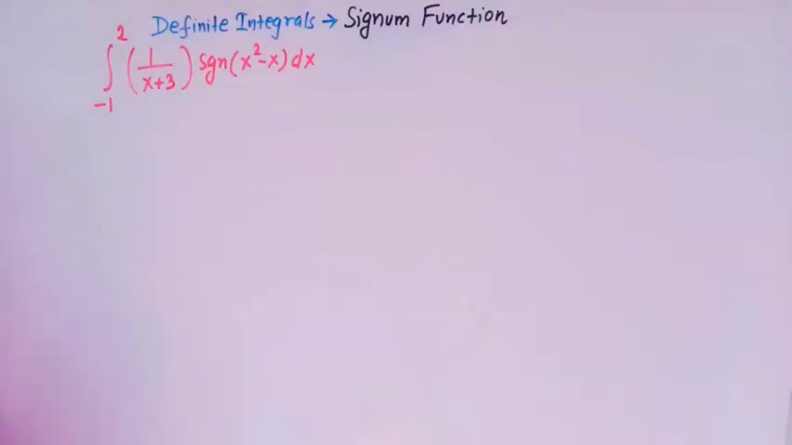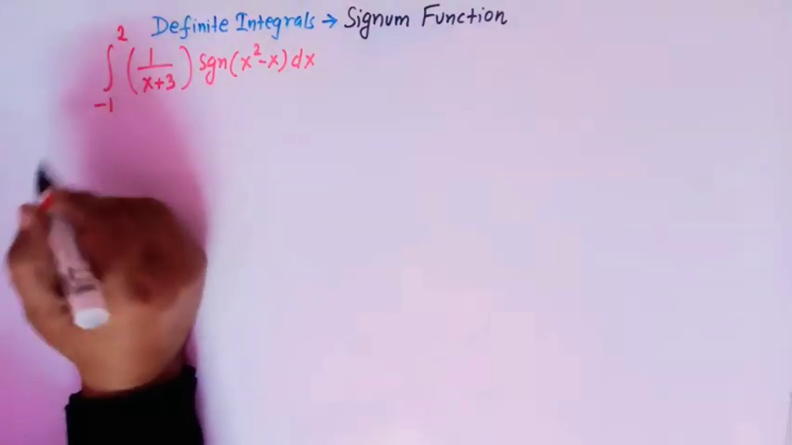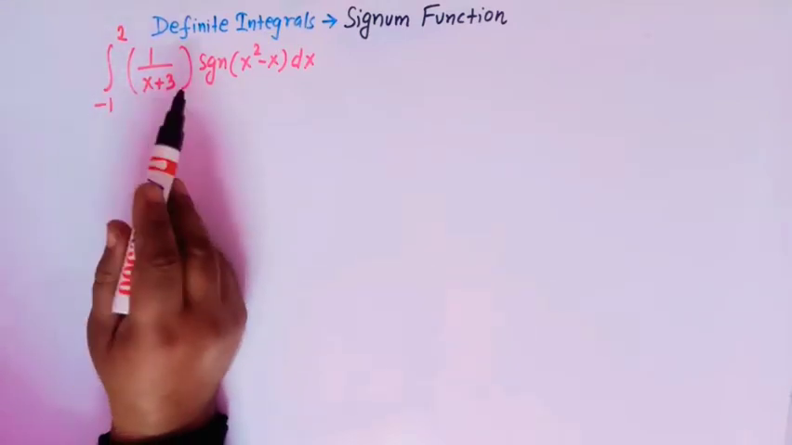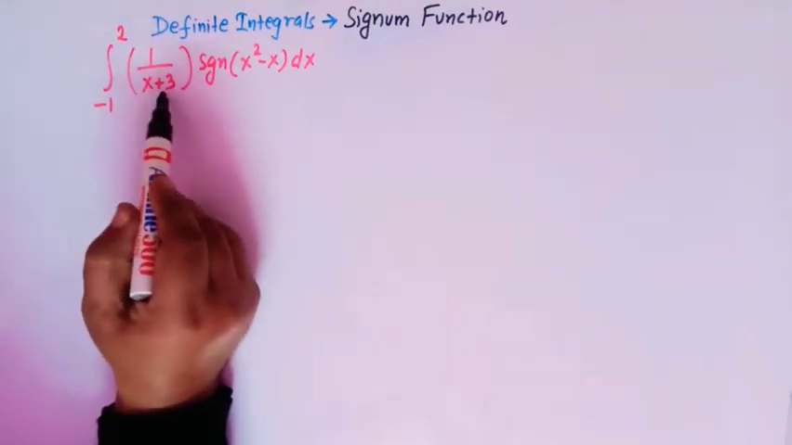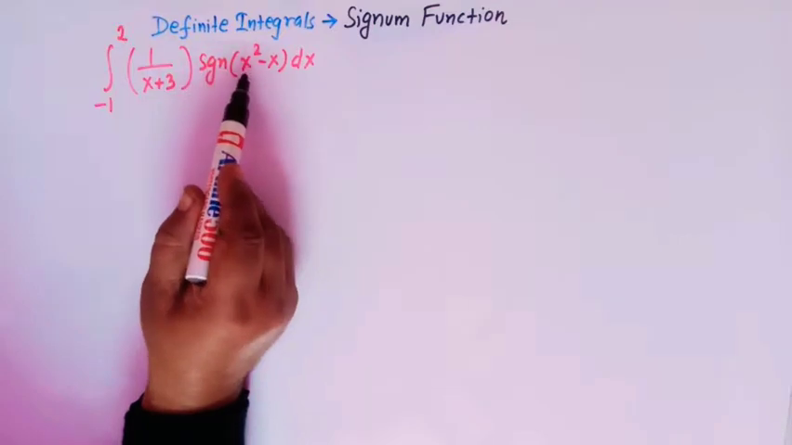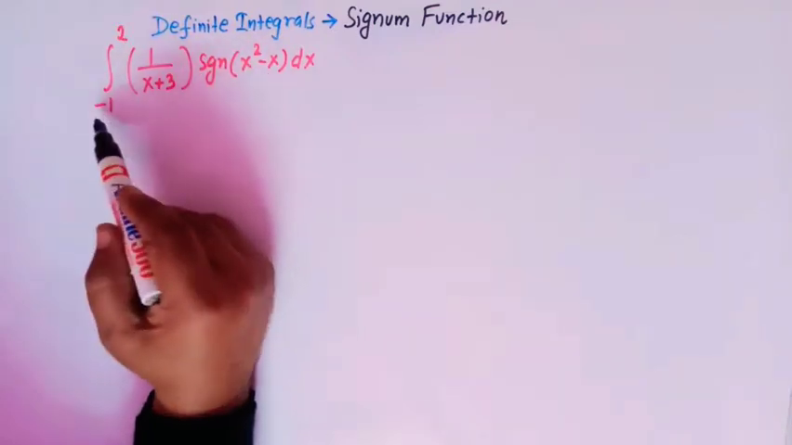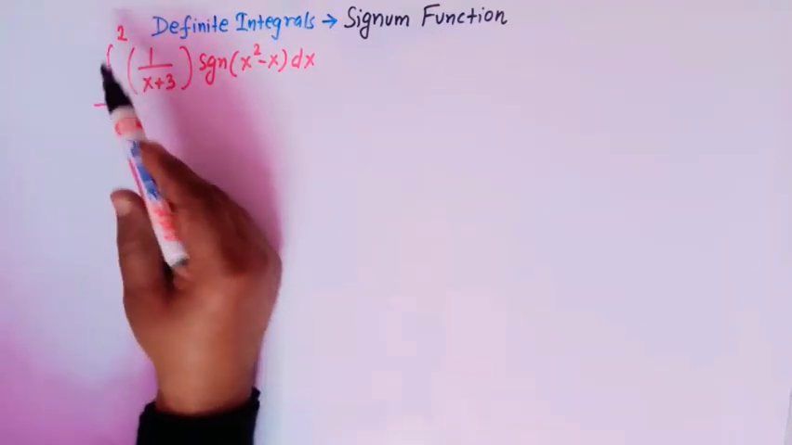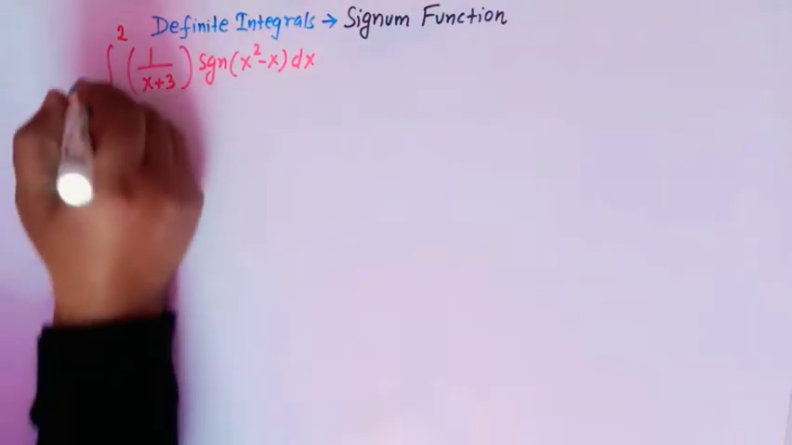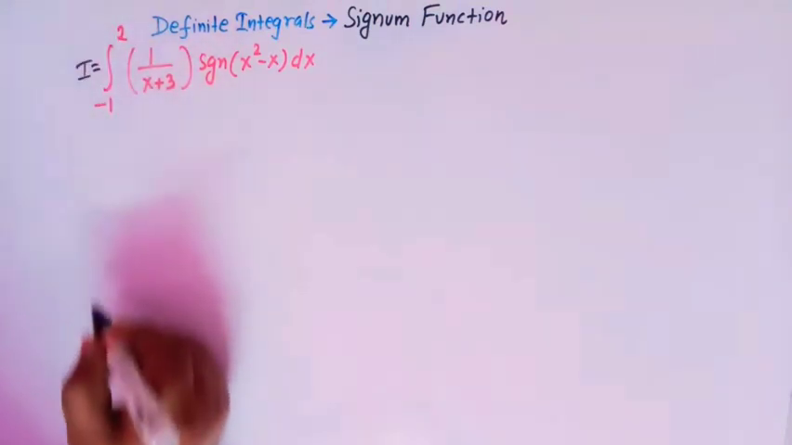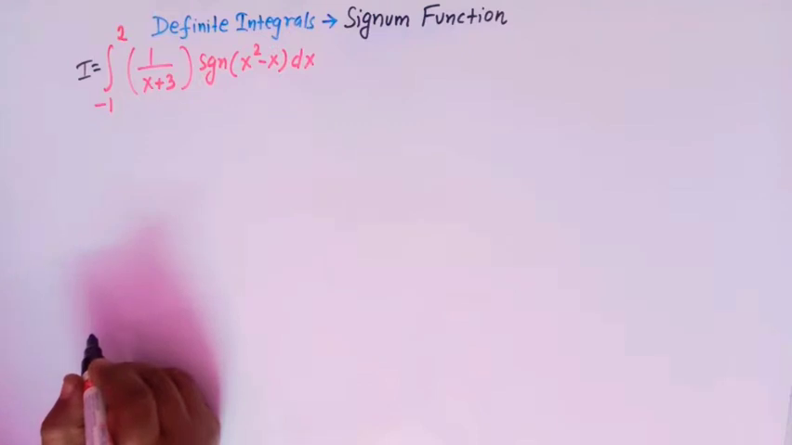Hello viewers, in today's class we are going to solve one very important definite integral which involves the signum function. So here we have to solve the integral of 1 over x plus 3 times signum of x square minus x, and the limits are from minus 1 to 2. So let us start. Let us call this integral I.